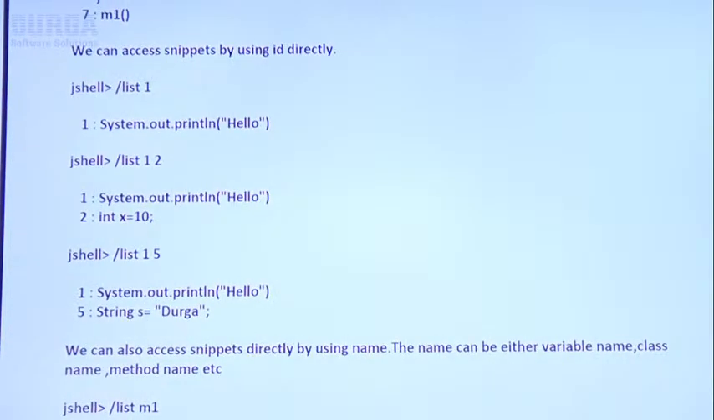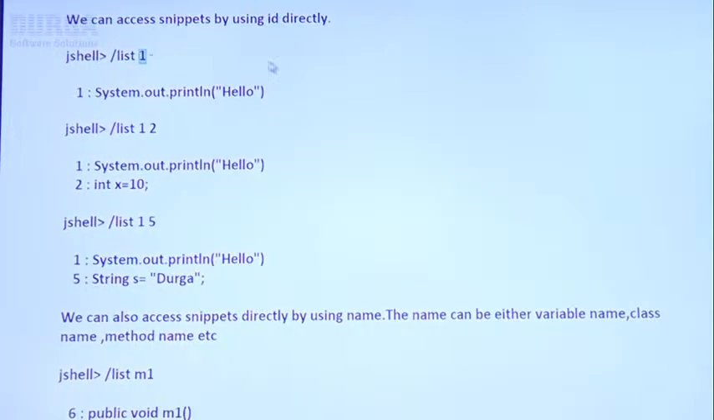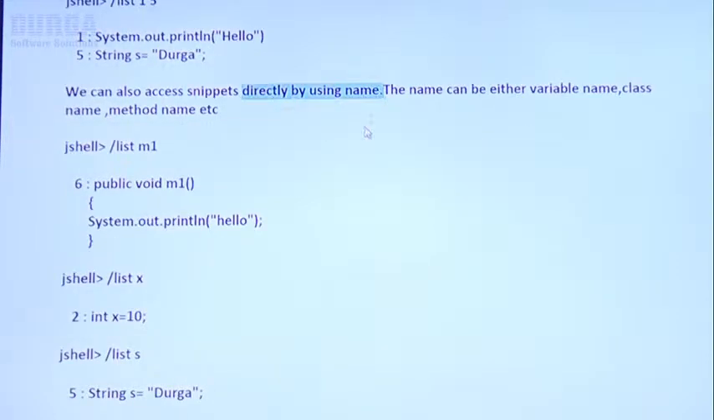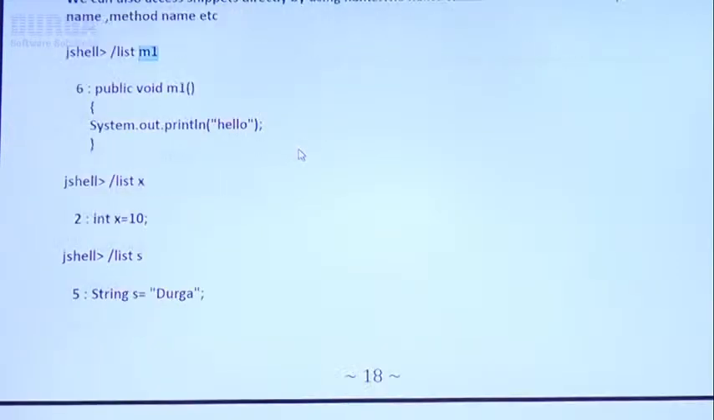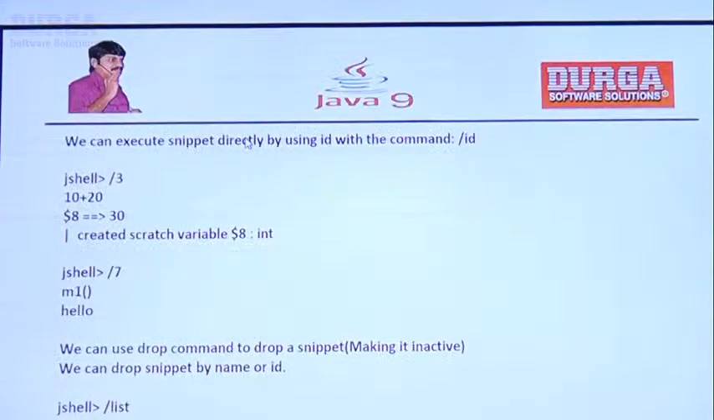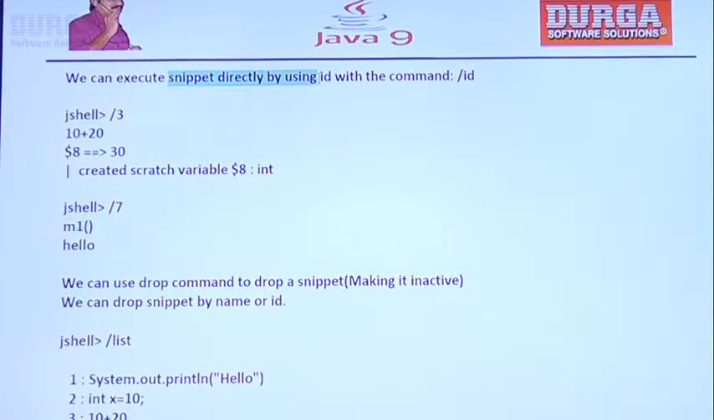Next, we can access snippets by using ID directly. Slash list 1. 1 is nothing but what? ID. Slash list 1 comma 2. 1 comma 5. Like that, we can also access a snippet by name. Slash list M1. Slash list S. Next, we can execute a snippet by using ID directly. Sir, take a bit very special care.